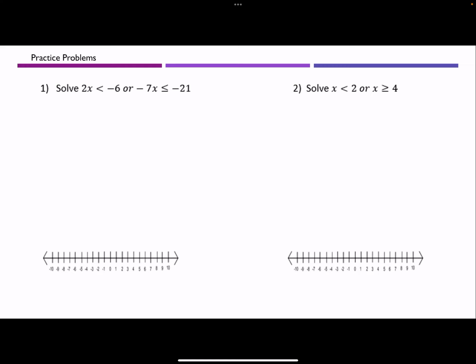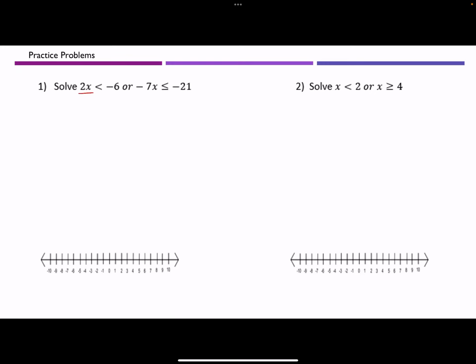All right, let's try some more practice problems. So those first two, we just had to graph. We didn't have to do any solving because they were already solved for x for us, right? Well, now, what if I have to solve for x in addition? So you're going to solve for x just like you normally would. So 2x is less than -6. If I'm solving for x, I'm going to divide both sides by 2. And I have x is less than -3.